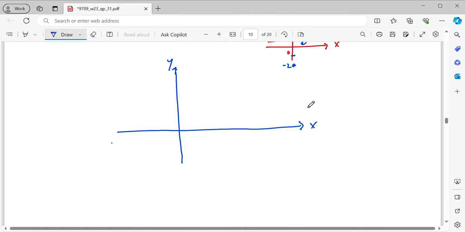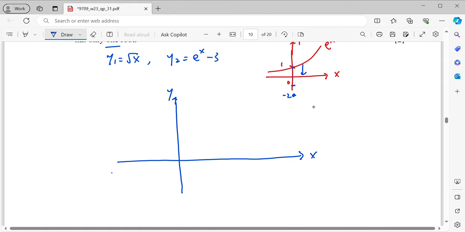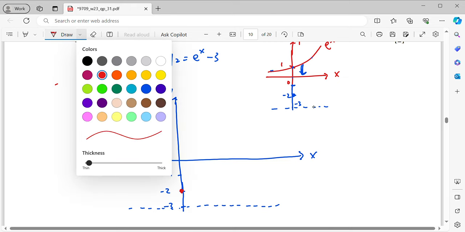At the same time, we know that the graph never touches the x-axis, which means the x-axis is an asymptote, so I will draw this line as a dotted line. This is minus 3. So the graph, when you move along, will not touch this minus 3. Let's say here is minus 1, minus 2, and minus 3. So it will not touch this. And then my point is over here, and this is 0.